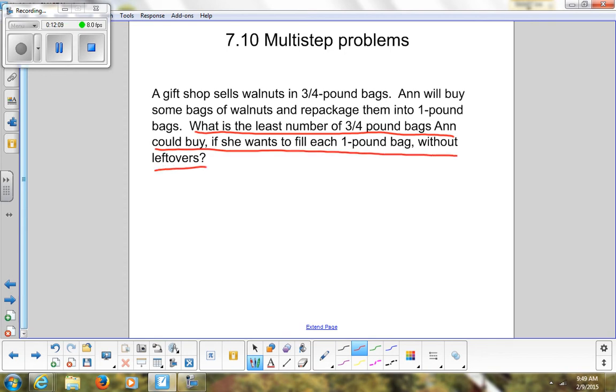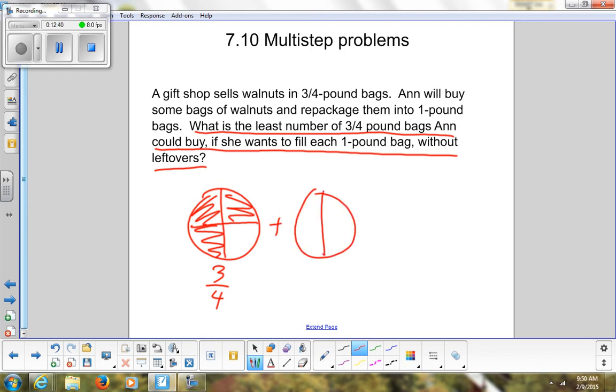So we know that she has 3/4 pound bags, but we want to fill a 1 pound bag. So if I have 3/4, I have this, and this. Is that the same thing as a pound? What if she bought another bag of 3/4? Now, is that the answer? No. Why? Because she'd have leftovers, right?